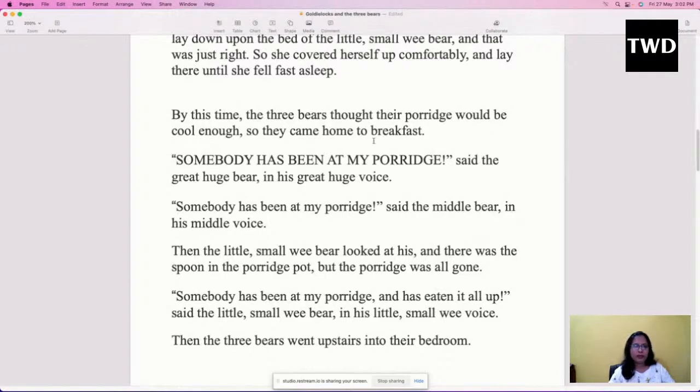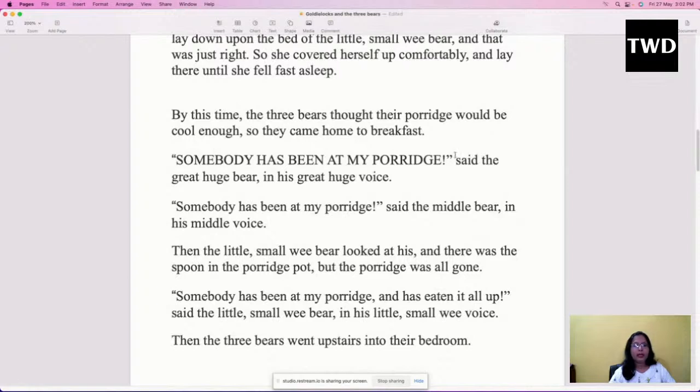Somebody has been at my porridge. So can you see this sentence is inside quotation marks? Yes. So this is a dialogue. This sentence has been said by the huge bear.